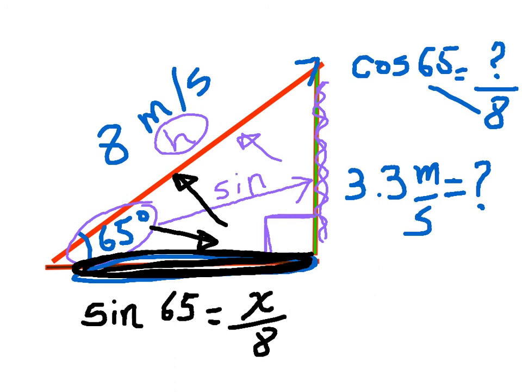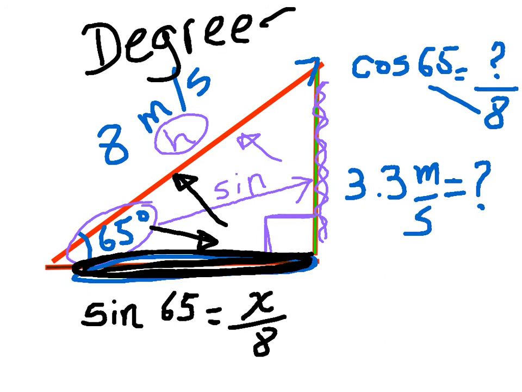Another thing that I was forgetting is to make sure that your scientific calculator is set up in degrees. I was doing a previous problem and I forgot that I had my calculator on radians and I was getting a wrong answer constantly. So make sure that your calculator is set up on degrees.